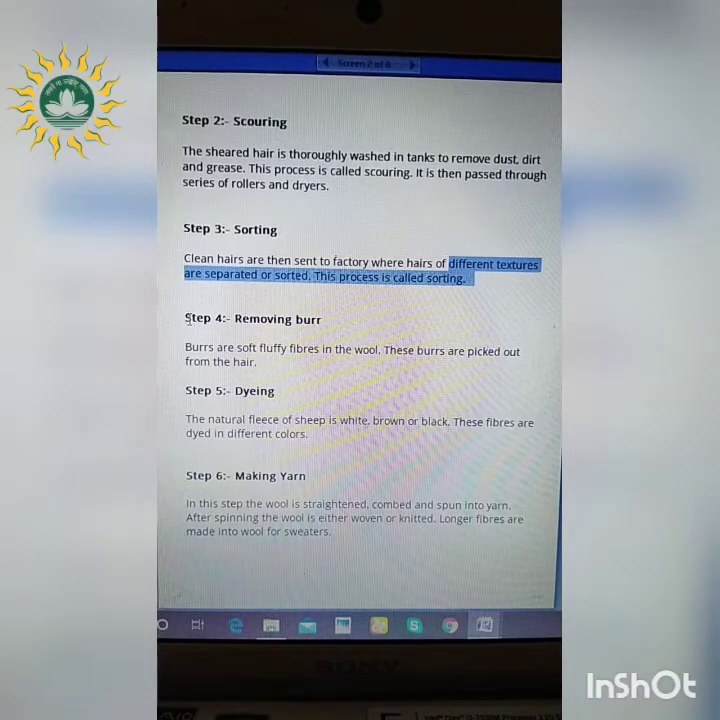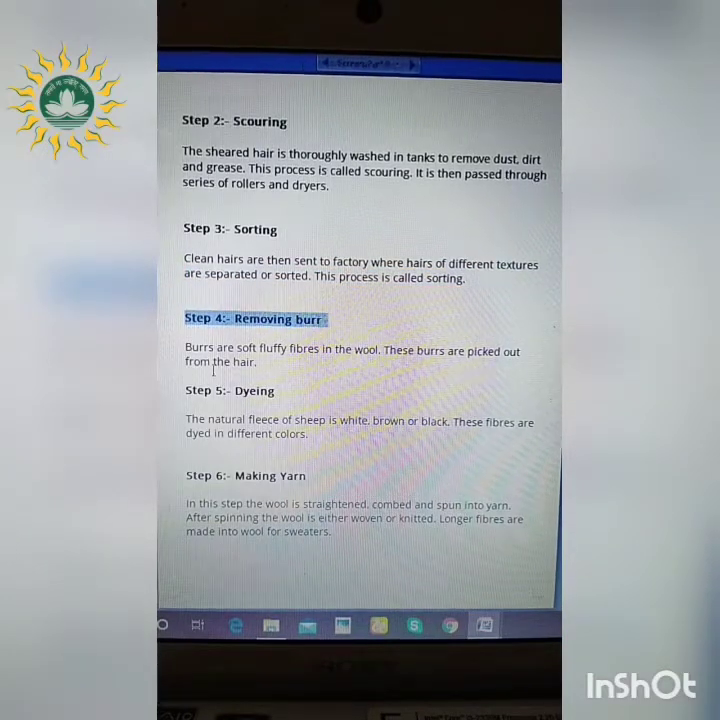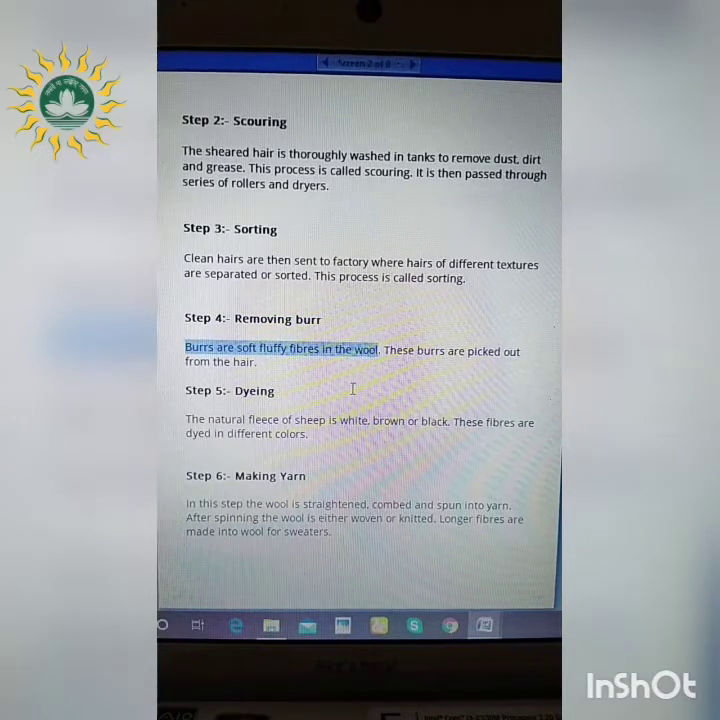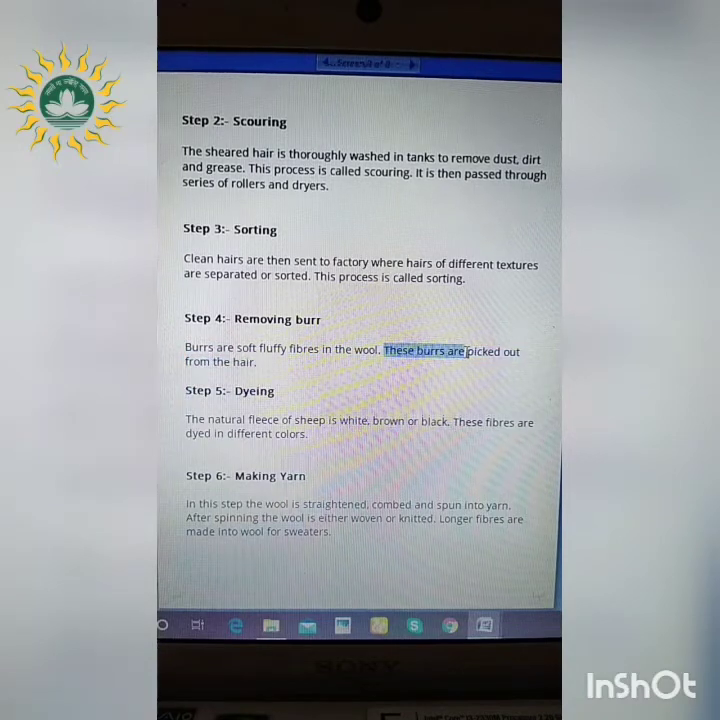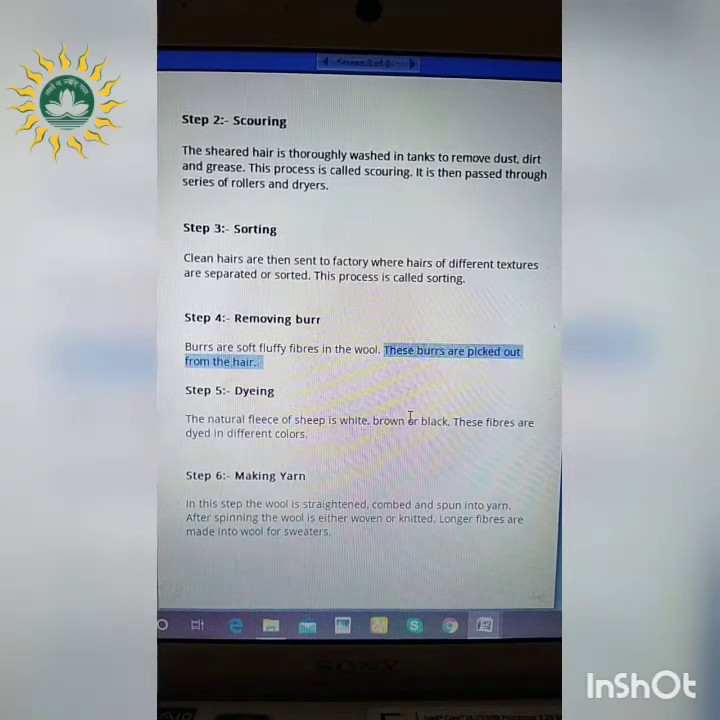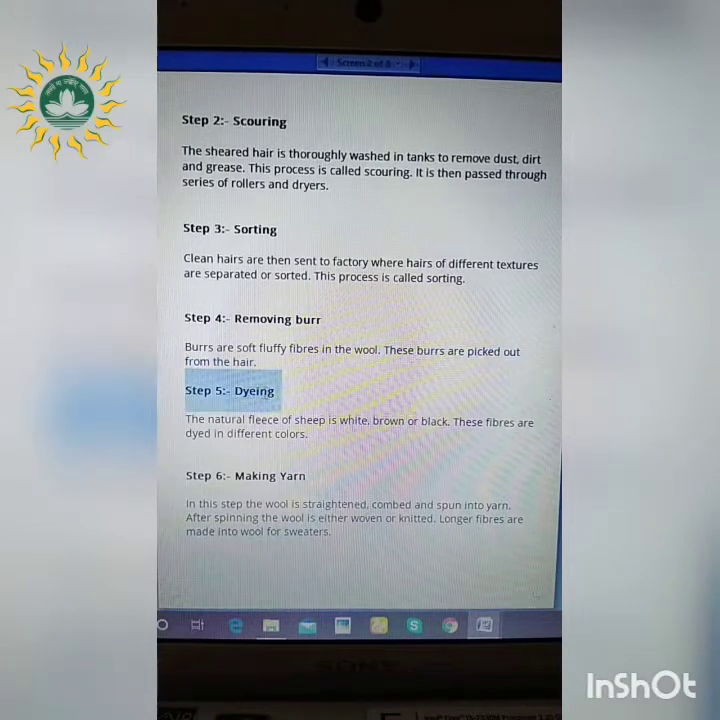Next, step number 4 is removing bark. What is that? The burrs are the soft fluffy fibers present in the wool, the soft ones. These burrs are picked out from the hair specifically. This is step number 4. Step number 5 is what? Step number 5 is dyeing. In this one, what happens?